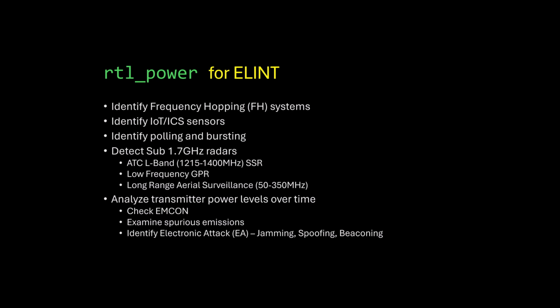And then transmitter power levels over time, a check on your emissions control, EMCON, which is a principle of electronic protection within greater electronic warfare doctrine. Finding spurious emissions, maybe you go down to a really, really small bin size and just power on your Anytones, power on your cheaper radios and see if they have spurious emissions. It could also be you have an issue with your plug, an issue with the antenna or whatnot. That does happen. And then also identifying electronic attack, spoofing, jamming, beaconing. You're really not going to see a whole lot of that in the United States, but it does happen.